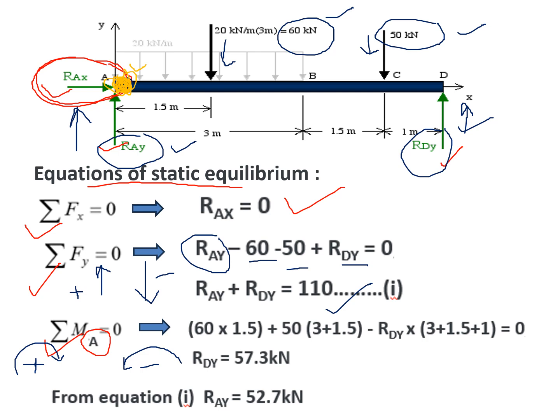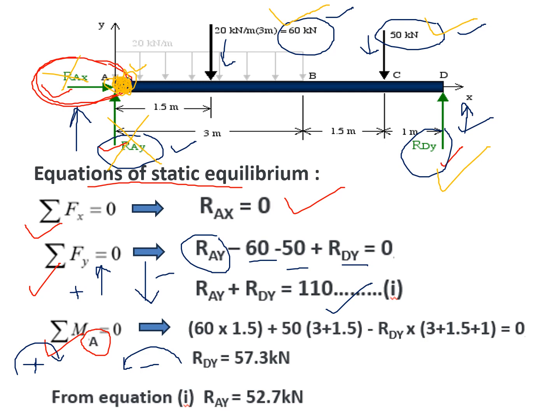Now you see RAX is already 0, so that is not taken into account. RAY is passing through A, it means its line of action is passing through A, so definitely that also does not contribute any moment. I cross it. Now, is there any other force whose line of action passes through A? No. So about A, the rotation will be created by this 60 kilonewton, this 50 kilonewton, and this RDY. These three forces will create moment about A, and definitely the net moment will be 0. So first we have to find out those moments.